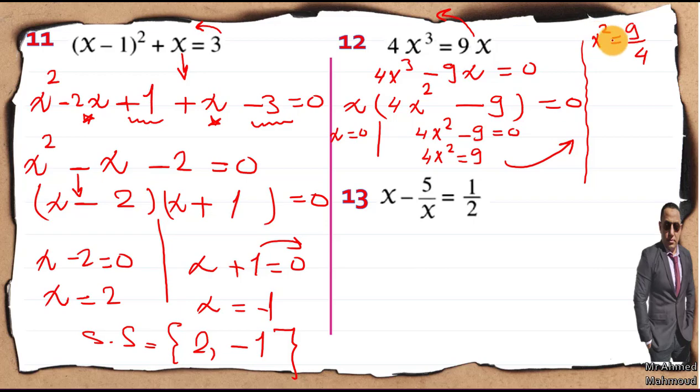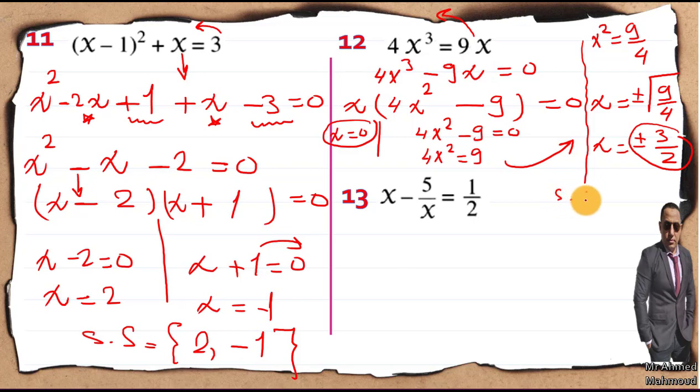Finally, I'm going to take the square root, so x equals negative or positive square root of 9 over 4, so x equals negative or positive 3 over 2. Now I have three solutions: 0, and negative or positive 3 over 2, so the solution set equals 0, 3 over 2, negative 3 over 2.